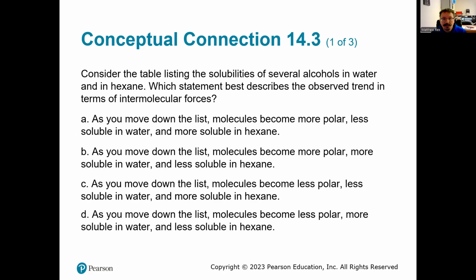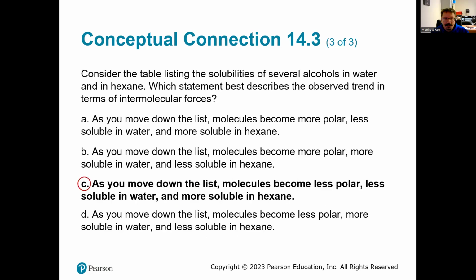As you move down the list, molecules become more polar, less soluble in water, more soluble in hexane. As you move down the list, they become more polar, more soluble in water, and less soluble in hexane. As you move down the list, the molecules become less polar, therefore less soluble in water, more soluble in hexane. As you move down the list, they become less polar, more soluble in water, and less soluble in hexane. It should be, as you move down the list, they become less polar.